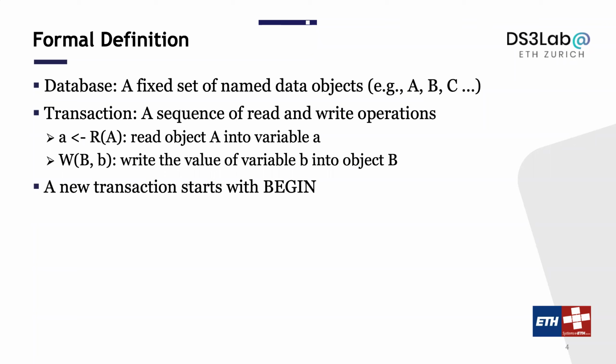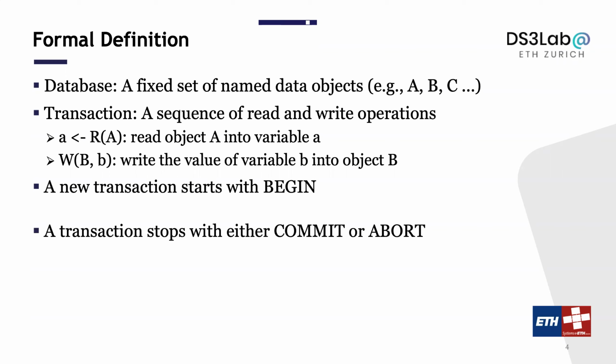A new transaction starts with a special keyword called begin, and can end in two ways. You can either commit a transaction. If you do that, the database will make sure all the changes that this transaction is doing to your database are going to be reflected on the hard drive. Even if you pull the plug out of your database and you reopen it, all the changes will still be there.